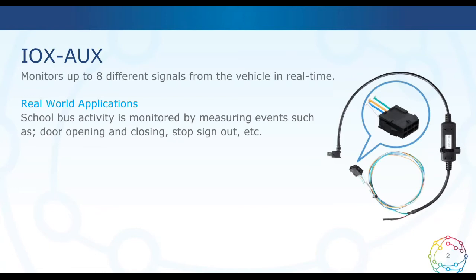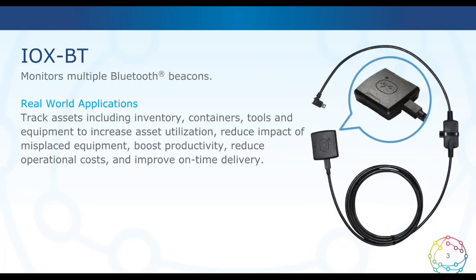It's also used by a lot of companies that do retrofitting for vehicles. They'll add their own hardware onto the vehicle, similar to like a stop sign on a school bus. So it's very useful. There's a variety of things that it can be used for. Next up, we have the IOX BT, which basically stands for Bluetooth, and it monitors any Bluetooth beacon with a public MAC address. So something that can report to any reading device.